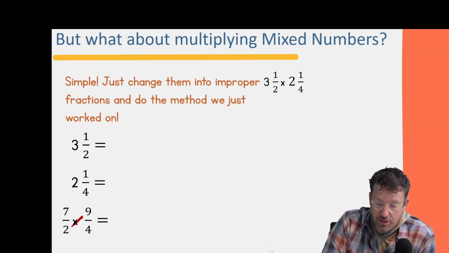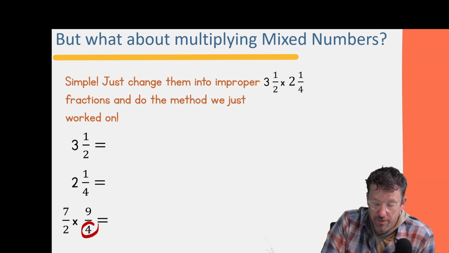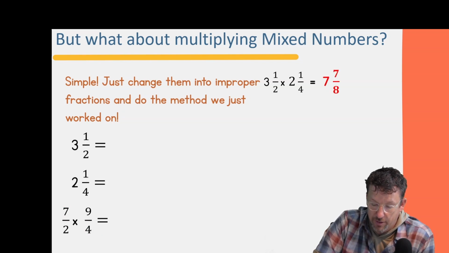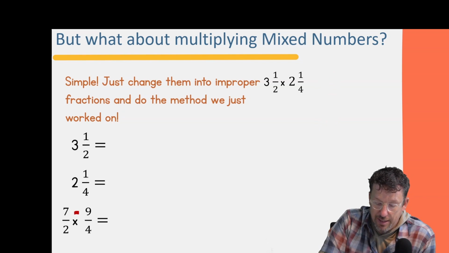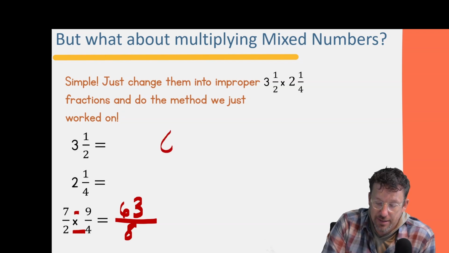Can I simplify 2 and 9? No, this only has one factor, which is 2, and this is an odd number, so that does not work. Okay, what about 4? It's either going to be 1 or 4 or 2 times 2. None of those numbers go into 7, so we cannot simplify there. So we simply multiply across, okay? And when we do that, we say 9 times 7 is 63. 2 times 4 is 8. Well, now we got to take 63 divided by 8.